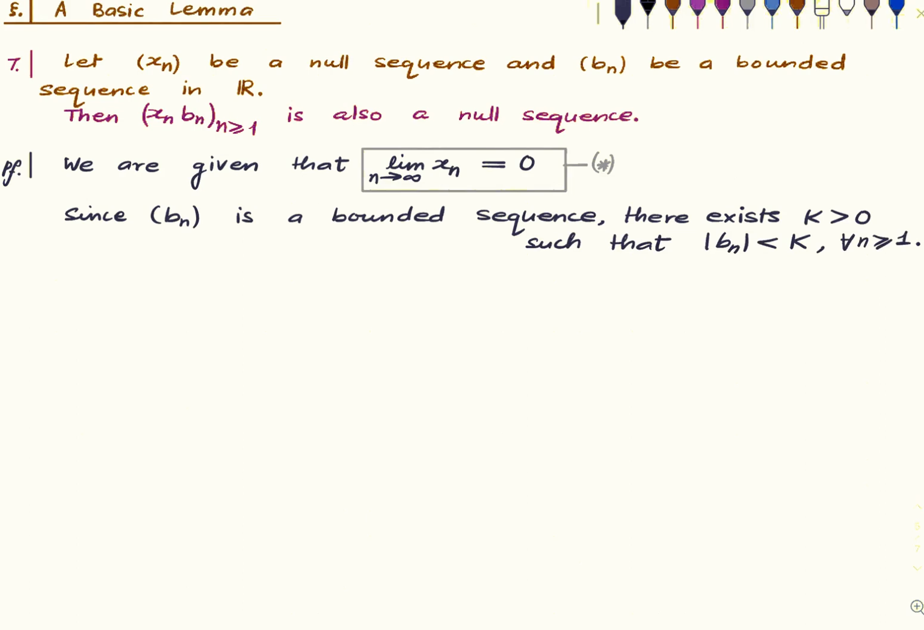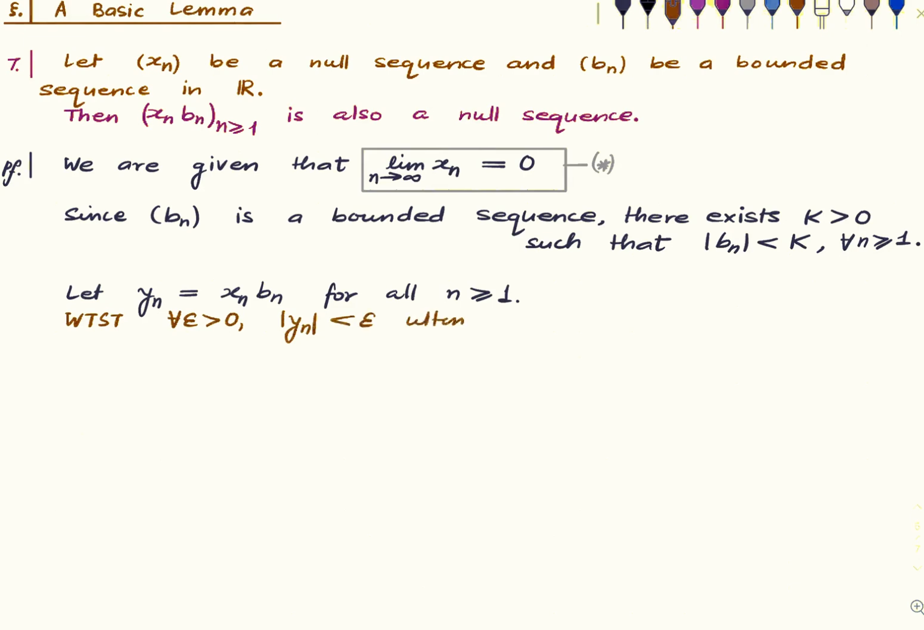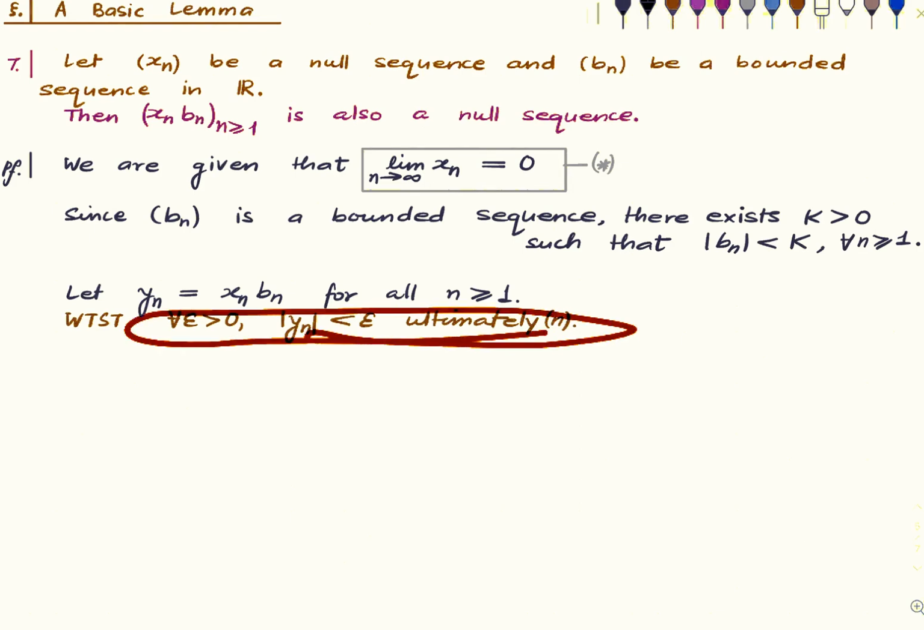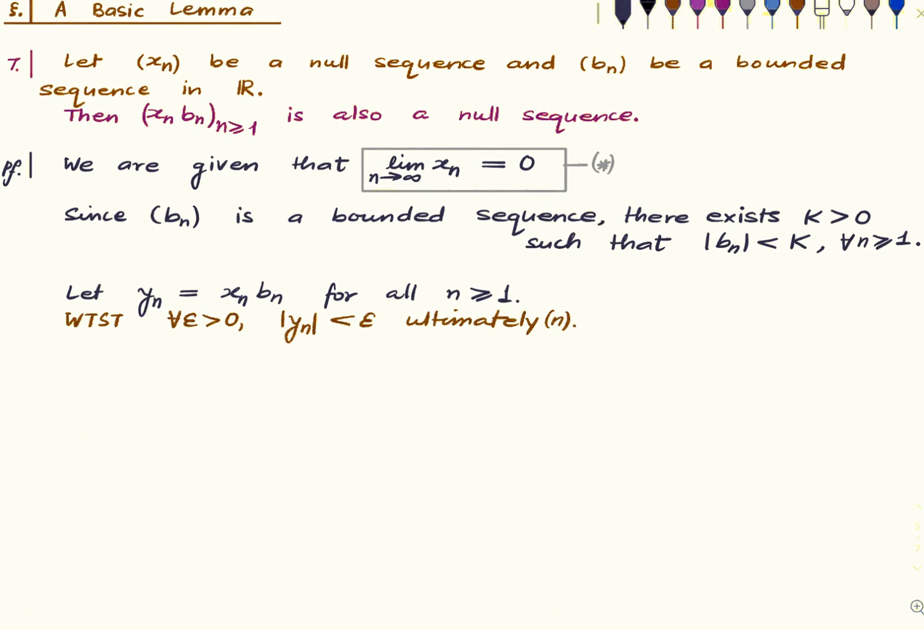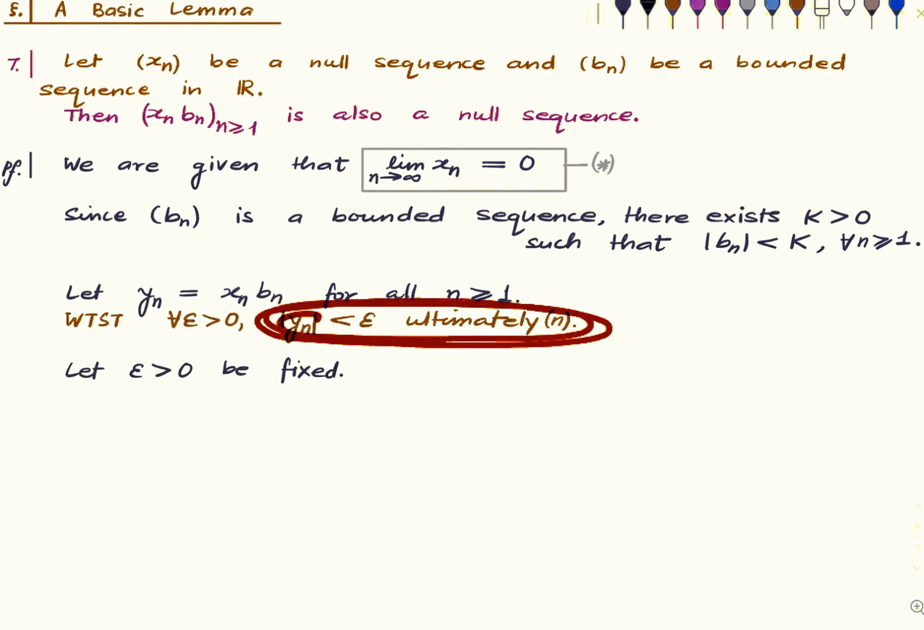And now define yn as the product of xn and bn for all n, of course. And we want to show that yn is a null sequence, which is to say that for all epsilon greater than 0, this happens ultimately. So this is our goal. This orange thing is our goal. To prove it, fix an epsilon, and we will end up showing this part. Once we do this, we will be done.